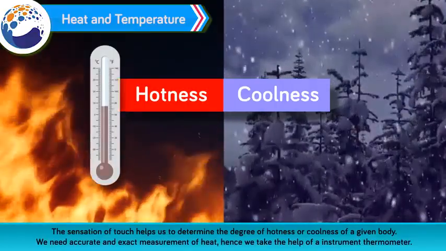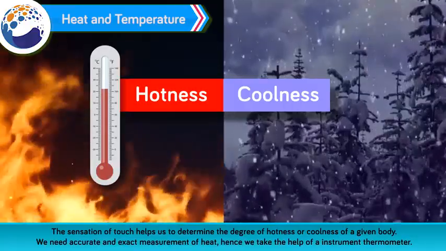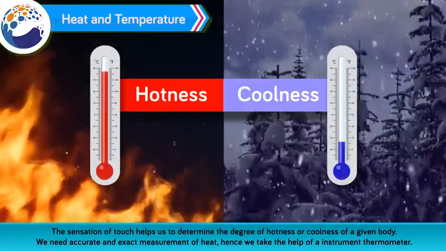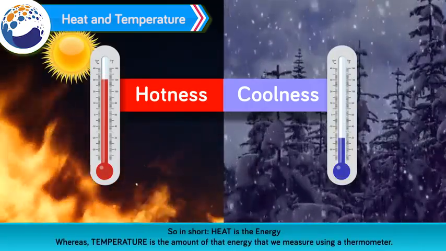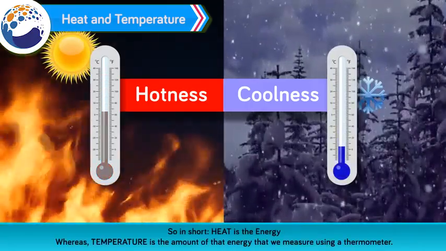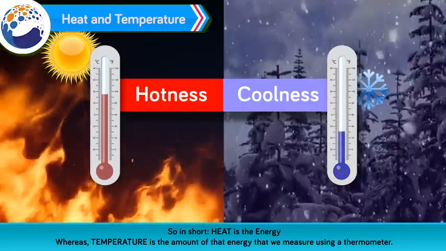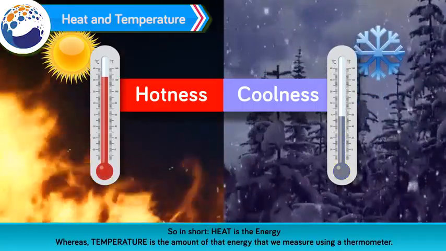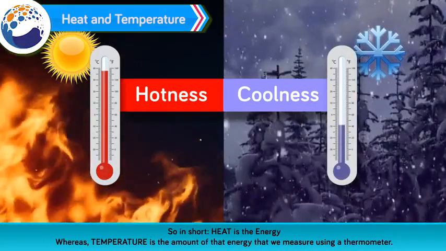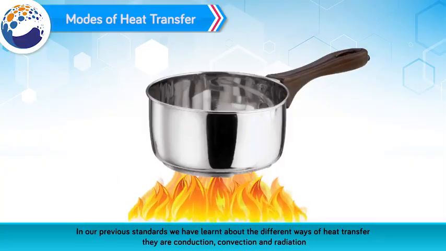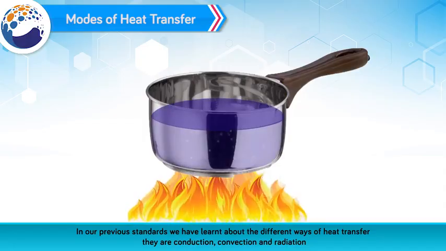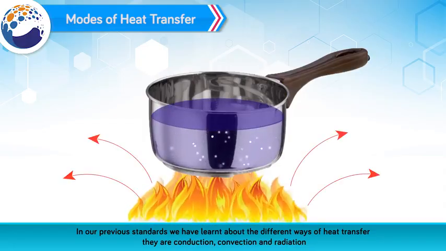We need accurate and exact measurement of heat. Hence, we take the help of an instrument called a thermometer. So in short, heat is the energy, whereas temperature is the amount of that energy that we measure using a thermometer. In our previous standards, we have learnt about the different ways of heat transfer. They are conduction, convection, and radiation.